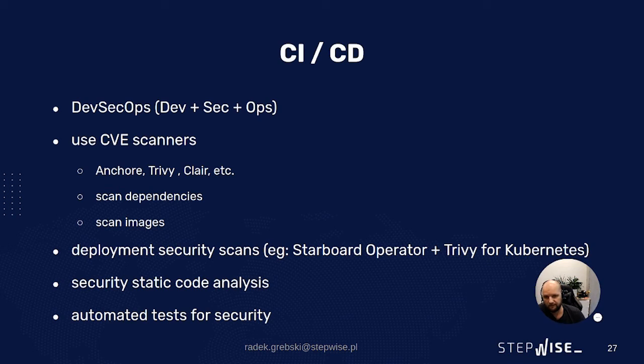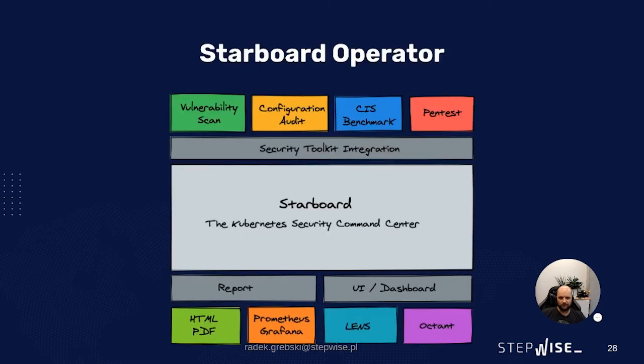And at this stage, we also want to take advantage of CI/CD and automation. We should use CVE scanners. We should scan dependencies, scan images. We should do deployment security scans. For example, on Kubernetes, we can install Starboard Operator, which will be running on Kubernetes and will be scanning all the new deployments. We should also do security static code analysis and automate tests for security and run them on CI/CD.